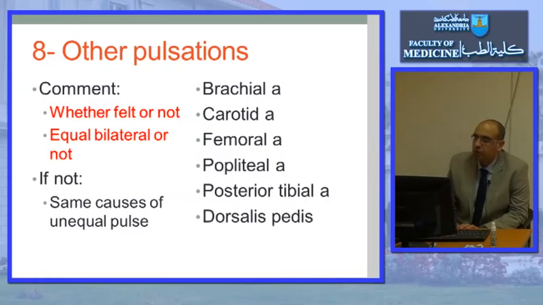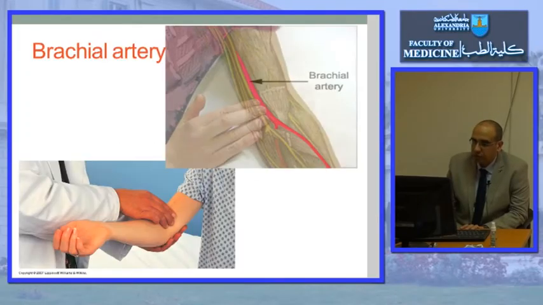Some doctors will go for the dorsalis pedis. It is the most distal one, and they think that if it is felt, it means that all the blood pathway is okay up to the distal circulation. This is the brachial artery, which is felt at the elbow, medial to the biceps tendon.